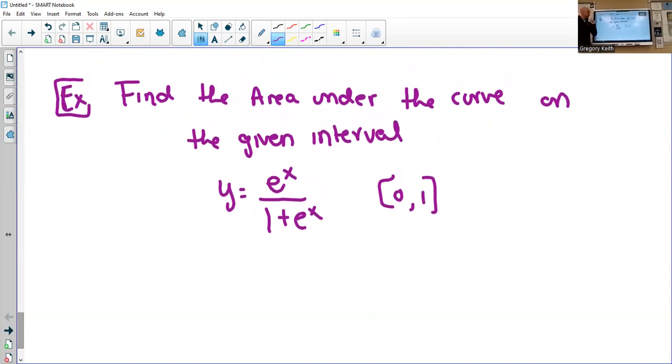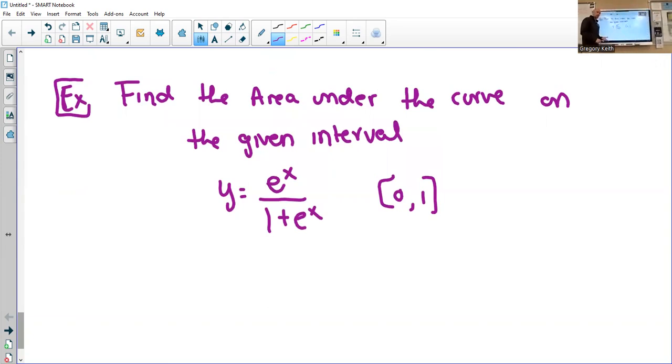All right, so we want to find the area under the curve on the given interval, y equals e to the x over 1 plus e to the x from 0 to 1. Now, when we find the area under the curve, remember this is chapter 5. This isn't chapter 7, where we did area between two curves, top minus bottom. This is just the area under the curve, which is really what a definite integral finds us. It's just area between that and the x-axis.